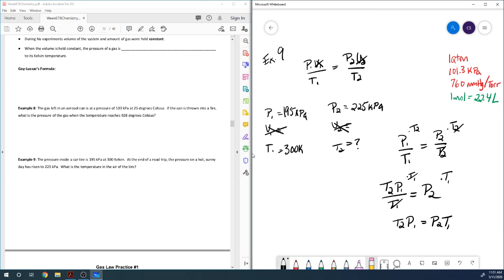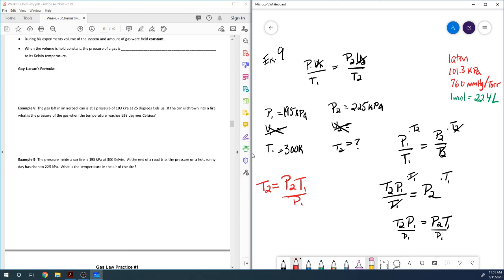These subscripts are very important, okay? Because if you have the wrong P's and T's, then the whole thing's going to be wrong, okay? So make sure you're keeping up with that. Lastly, we divide it by P1. So our final should be, I'm going to write this one in red because I've been writing all over the place. T2 equals P2, T1 over P1. Okay?